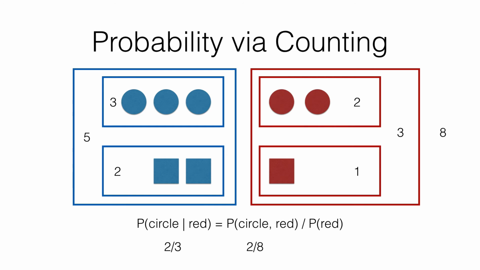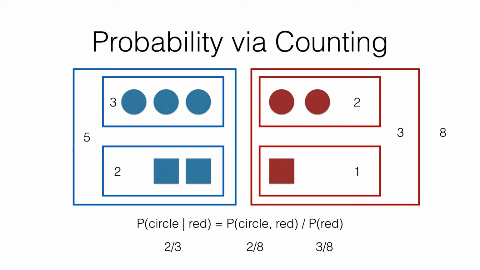And now the joint probability on the right, this was the one we computed previously, so that's 2/8. And then this last red probability is there's 3 red objects out of 8 total objects, so it's 3/8. So if we divide 2/8 by 3/8, we get 2/3. So we can see that this identity is consistent with our counting example.